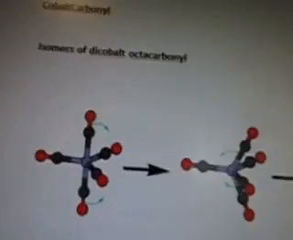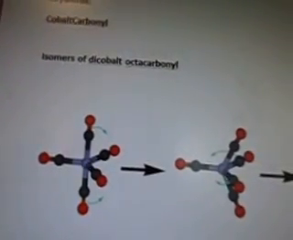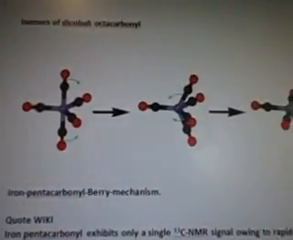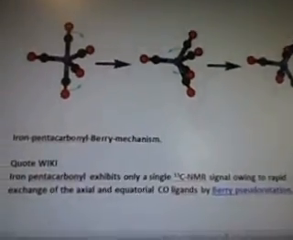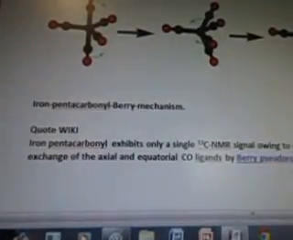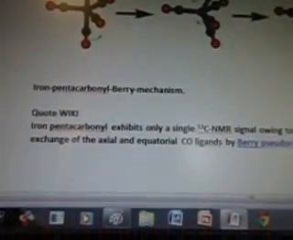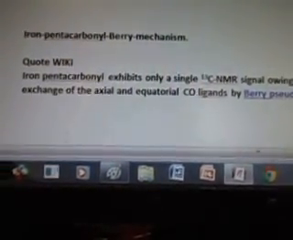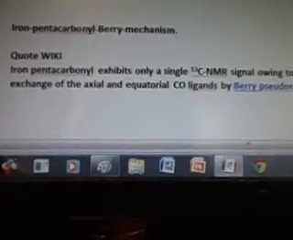Keywords CobaltCarbonyl, isomers of dicobalt octacarbonyl. So that shows that, some sort of rotation there. Iron-pentacarbonyl-Berry-mechanism. Quote Wiki, iron pentacarbonyl exhibits only a single 13C-NMR signal owing to rapid exchange of the axial equatorial CO ligands by Berry pseudorotation. Okay, so that has something to do with something. I'm not sure.